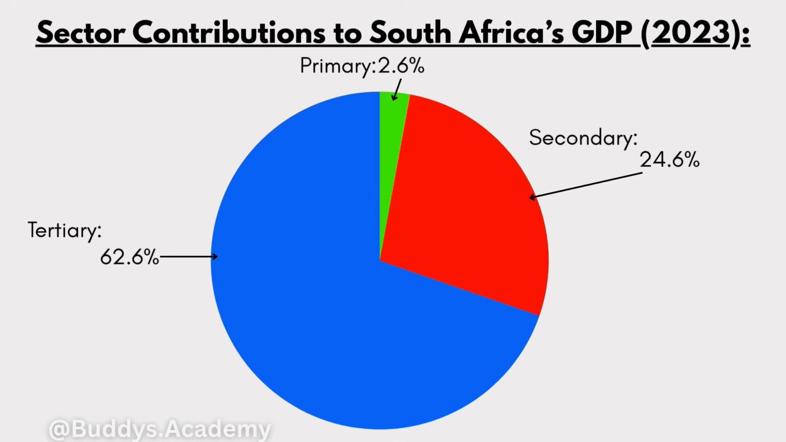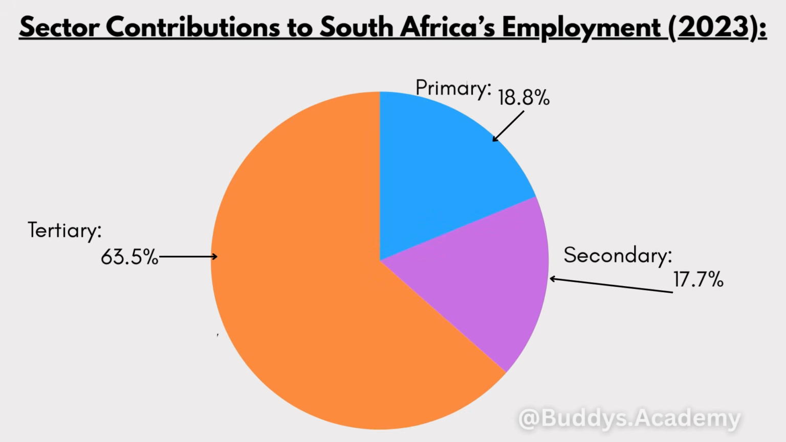So in terms of 2023, your primary sector contributed 2.6% of the GDP. Your secondary sector contributed 24.6% of the GDP, whereas your tertiary sector contributed 62.6% of your GDP. Now in terms of employment, your primary sector contributed 18.8% of employment. Your secondary sector contributed 17.7% of employment, and your tertiary sector contributed 63.5% of employment.